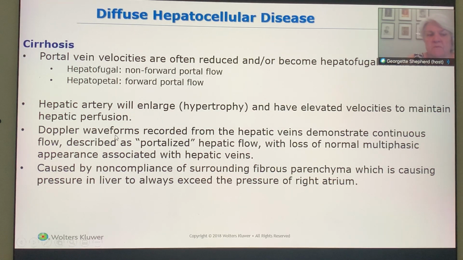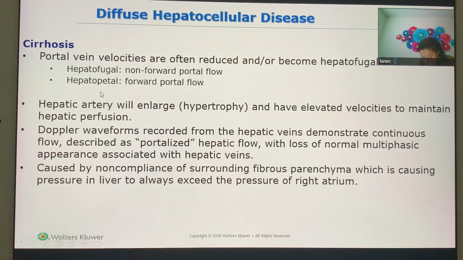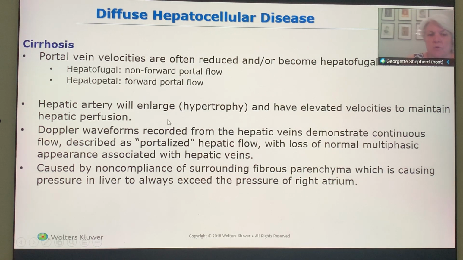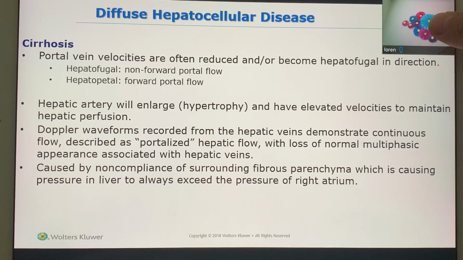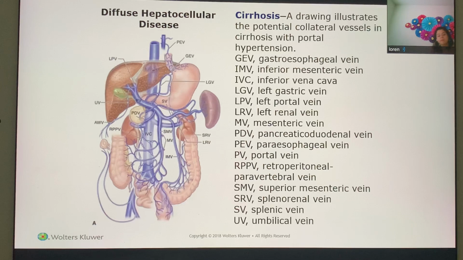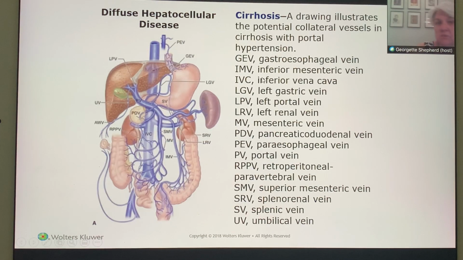When you have cirrhosis and you have portal hypertension, your portal vein will not have normal portal flow. I'm not going to ask you anything about these. If I have cirrhosis and I have collaterals, these are the different ways for collaterals to get to the liver.